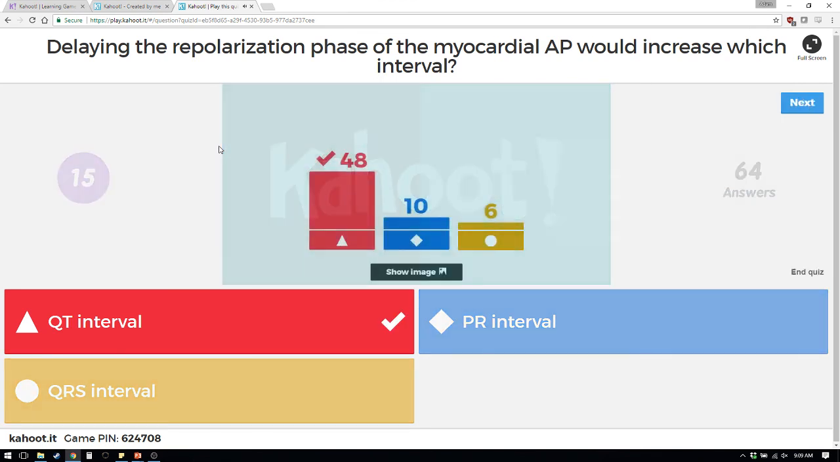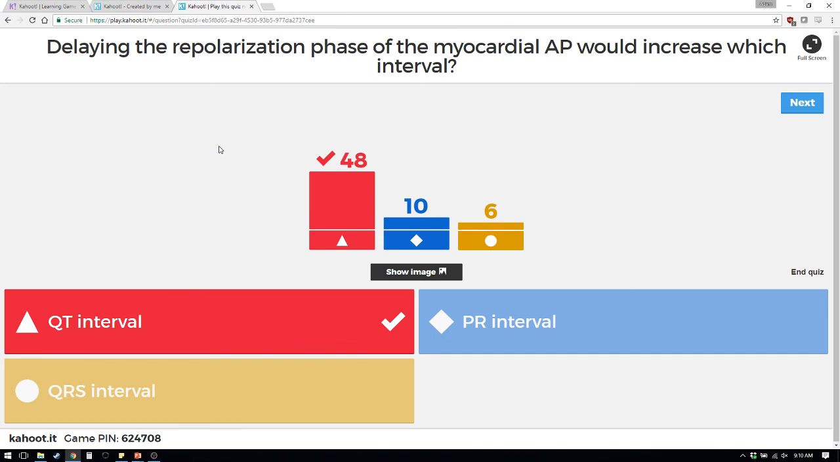The QT interval, absolutely. So PR interval, right? That's going to be from the atrial depolarization to ventricular depolarization, right? So usually anything that's slowing that is going to be slowing the conduction from like the SA node to the AV node through there. So we don't see a ton of, especially medication induced, increases in PR interval, but a delay in any of that conduction pathway would lead to a PR interval increase.